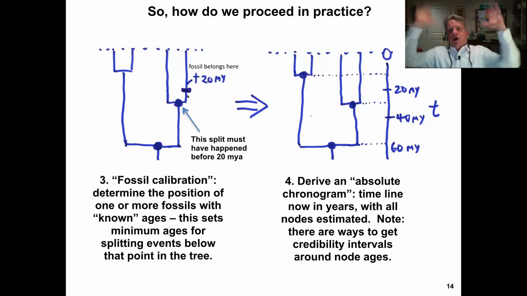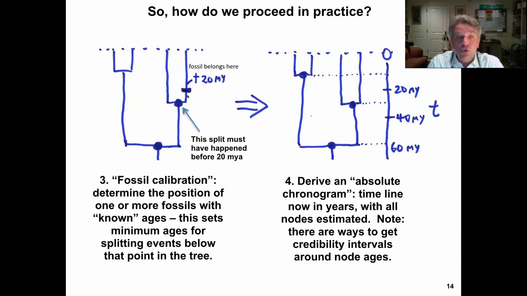Now you might be saying, oh, Prof. Neer, now you can't tell me when that split happened. You can only tell me it happened before 20 million years ago. Yes, that's what we're saying. But think about it. The fossil here is providing a minimal age estimate for that node. We know it cannot be younger than 20 million years.